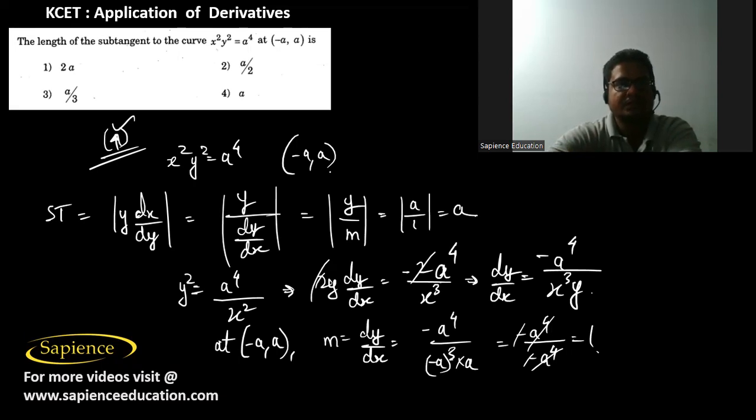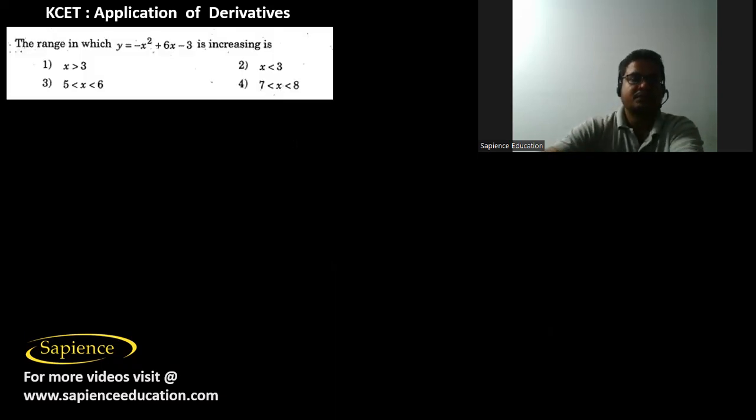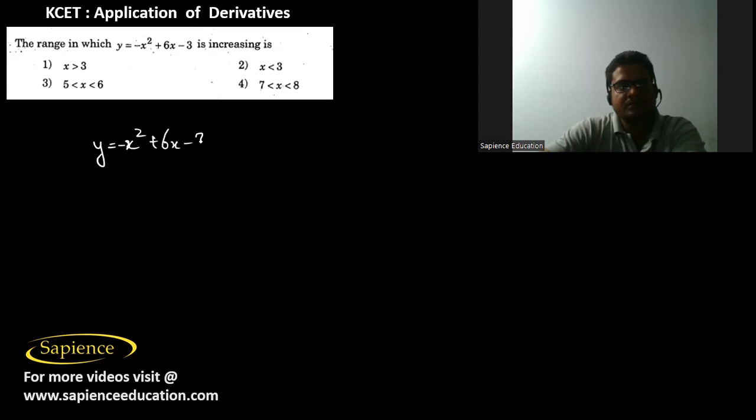Okay. So then here it is told the range in which this function is increasing. So it will be minus x square plus 6x minus 3. So if the function f dash x is greater than 0, then in that range the function will be increasing.